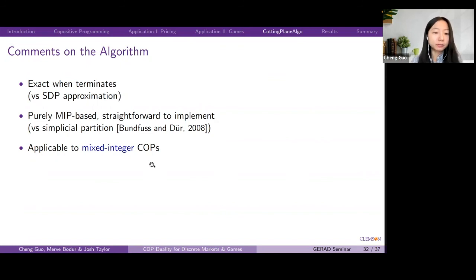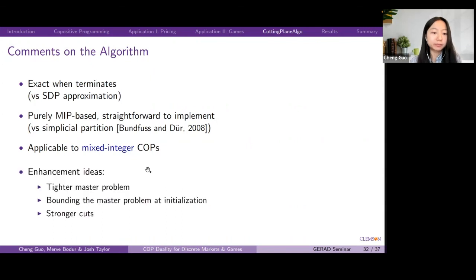And also, our algorithm is applicable to mixed integer copositive programs, while I believe the other algorithm or the RCDP approximation cannot deal with mixed integer terms in the conic program. So some improved ideas for the algorithm that I would like to implement in the future is that we might need a tighter master problem to start with, and also we might want to bound the master problem because at the initialization it can be unbounded.